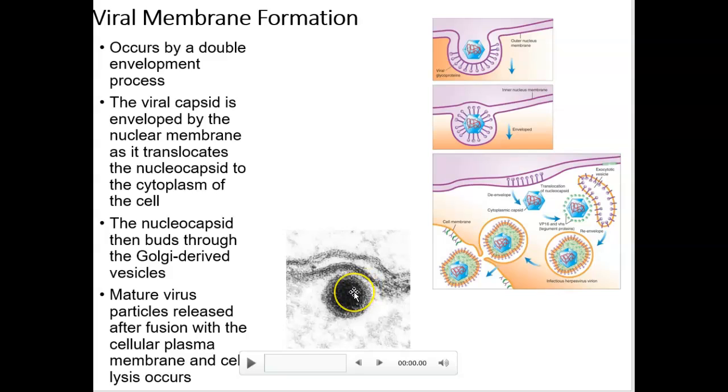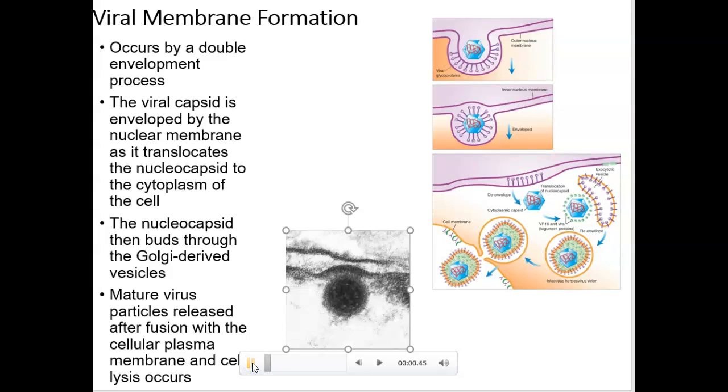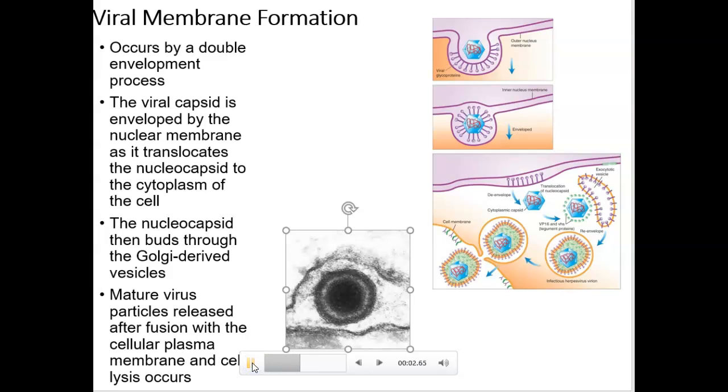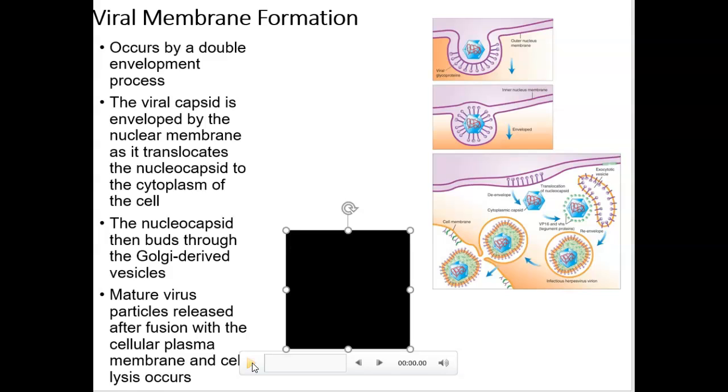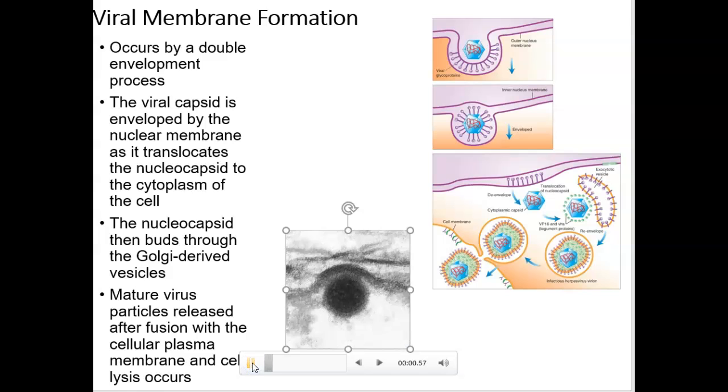And there's actually a really cool video here where they did a lot of electron microscopy, and you can see it here budding through the nuclear membranes. Let's see if this will play. So it picks up a membrane, and then it loses the membrane, which is kind of cool. I'll do that one more time.